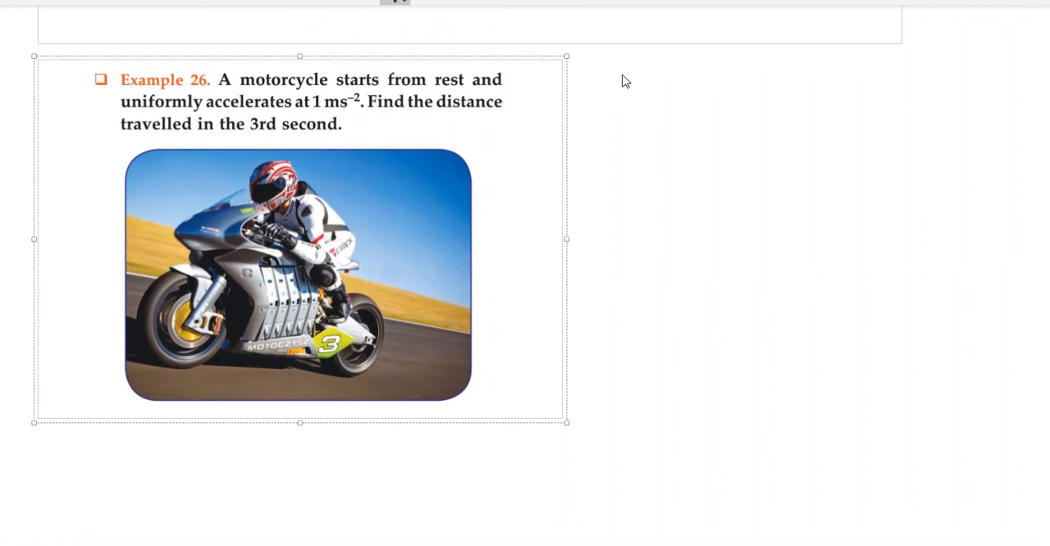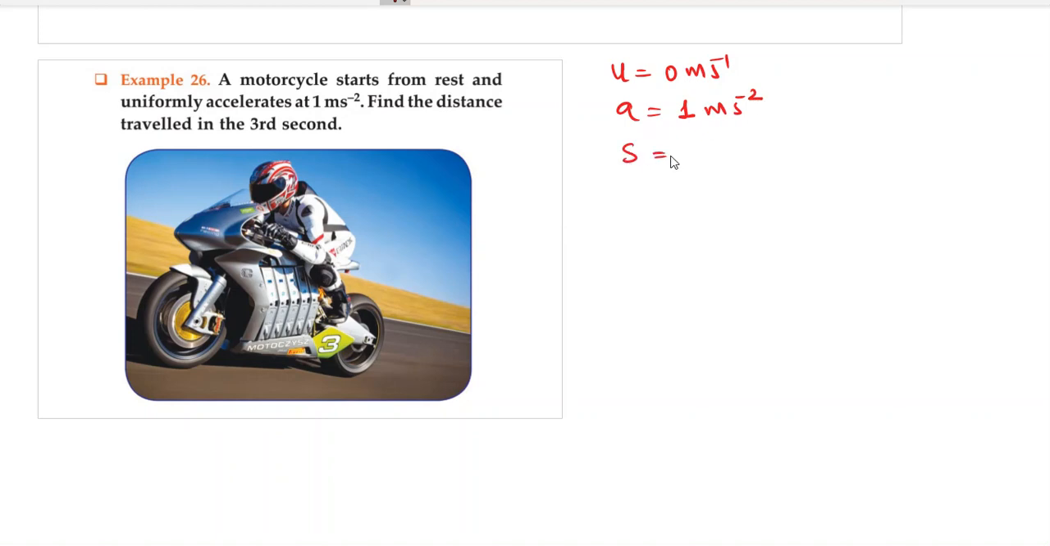A motorcycle starts from rest. So initial velocity is 0 meter per second and uniformly accelerates at 1 meter per second square. So acceleration is 1 meter per second square. Find the distance traveled in third second. Distance traveled in third second.